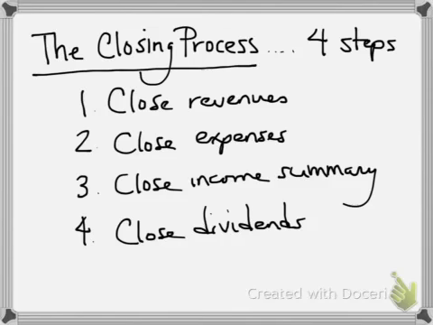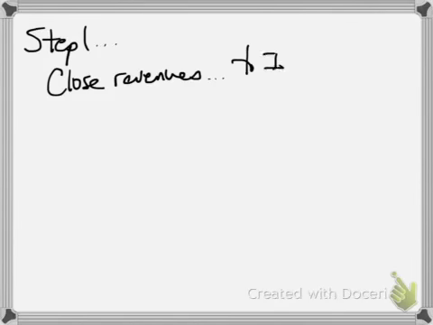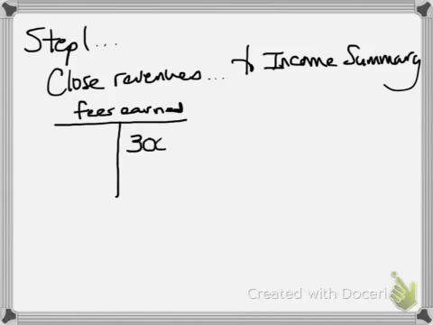So in order to accomplish this, there are 4 steps. Step 1 is to close the revenues to income summary. Now, income summary is not an account that you're going to find in a financial statement anywhere. It is only used during the closing process. It is this account that exists for 3 entries, 3 of the closing entries, and then in the third one, the balance disappears.